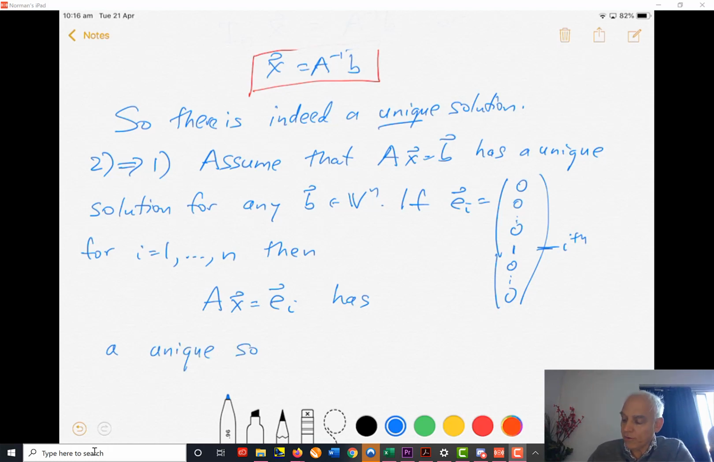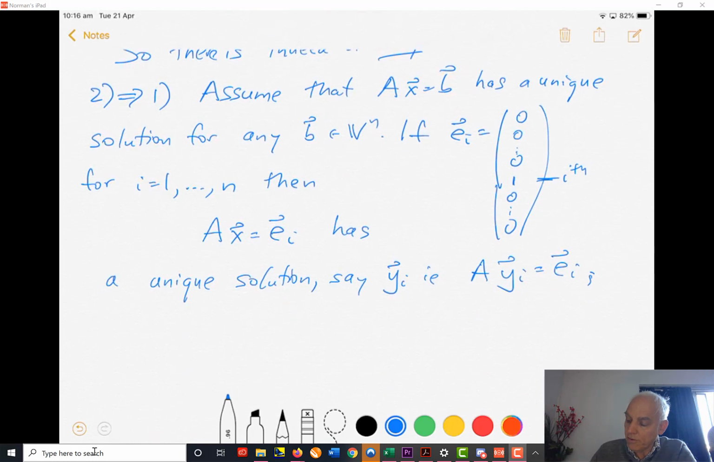And let's call the solution, say, Y sub I, okay? Y sub I. That is, we're assuming that A times Y sub I equals E sub I. And that's valid for I equals 1, 2, all the way up to n. So we have these n vectors Y_i that have the property that A times any one of them gives us this ith basis vector.